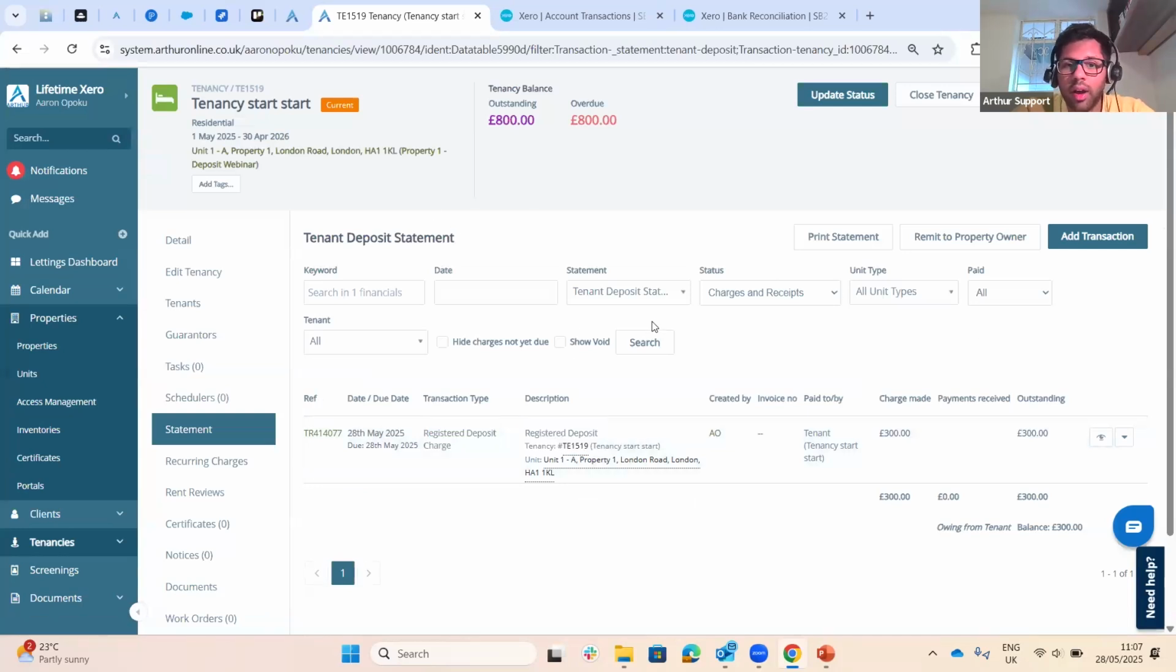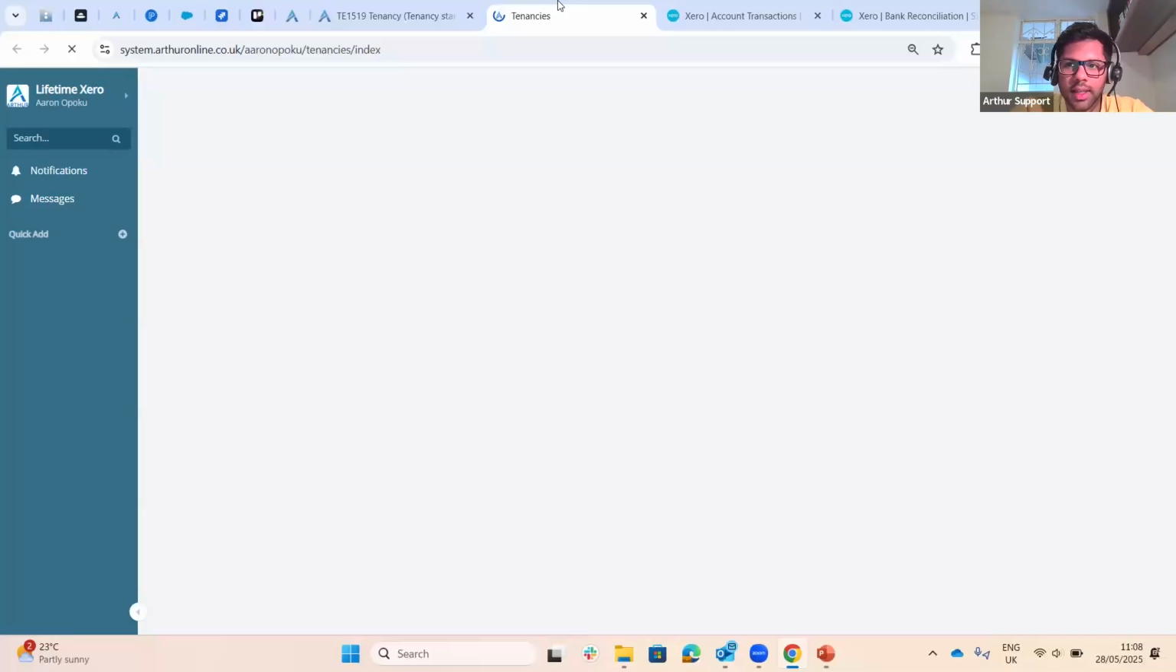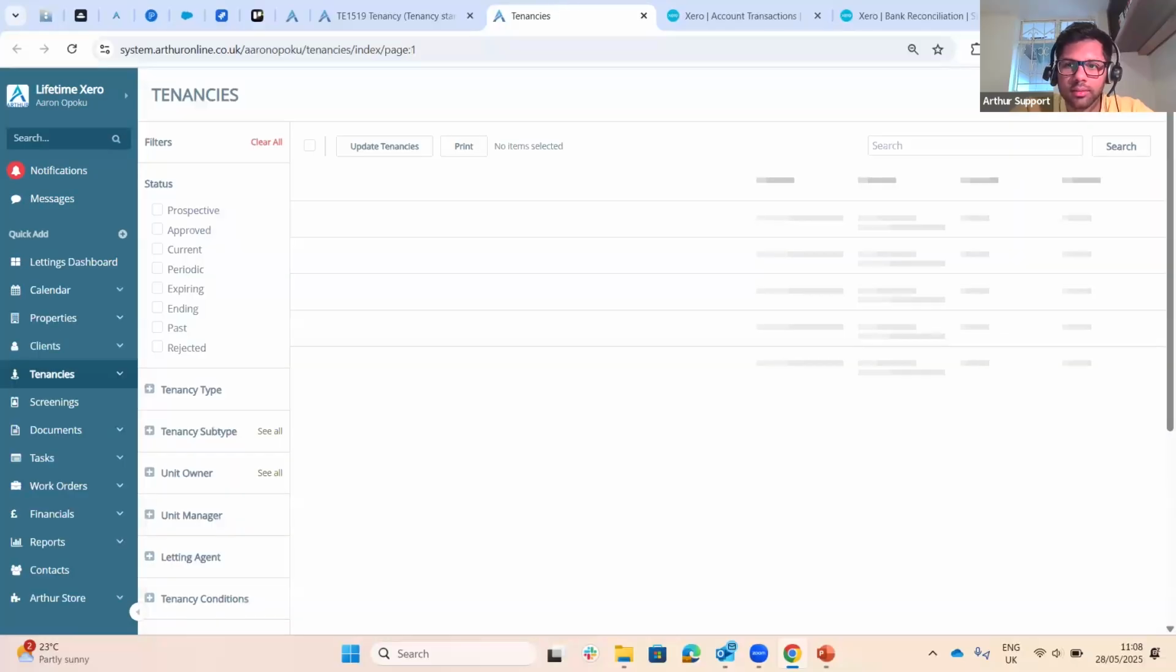So it can be set up after tenancy creation, or this is something that is in most cases set up when you are setting up the tenancy in Arthur. So in tenancy creation, usually what happens is you add a tenancy on the system.